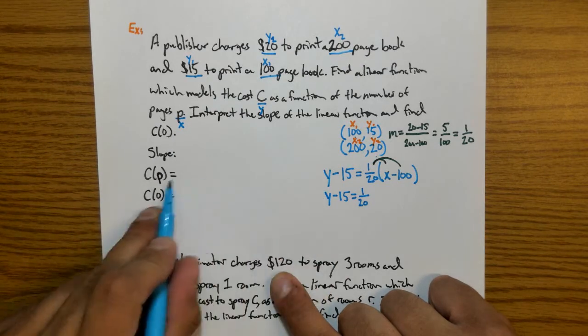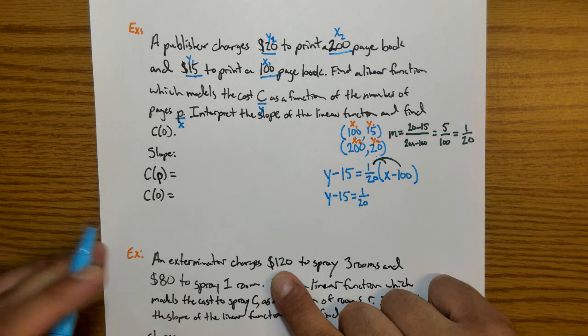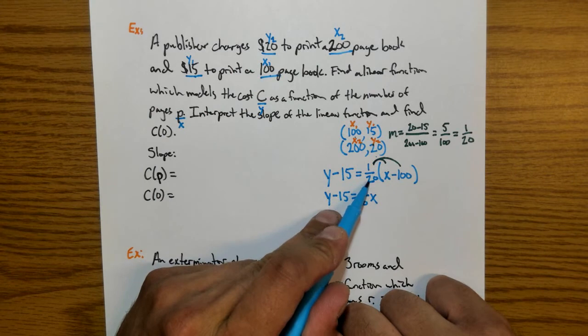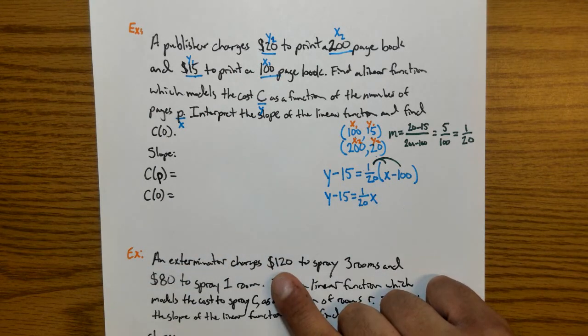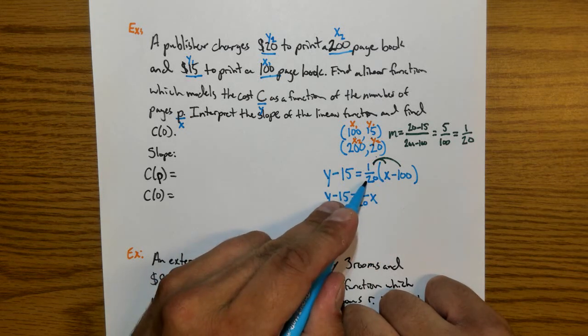Ooh, I'm sorry. I should have used C and P, shouldn't I have? It's okay. We'll just switch it at the end. 1/20 x, and then 1 over 20 times negative 100. Let's think about this for a moment. How do we multiply fractions to whole numbers? Well, this is my advice for you if you ever get confused. Multiply the top number to the whole number and then divide it by the bottom.